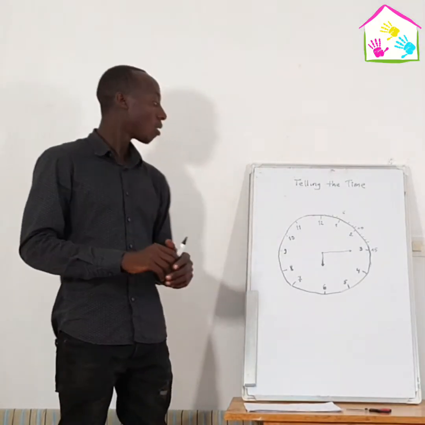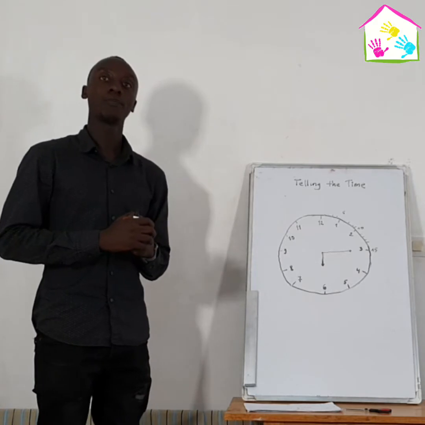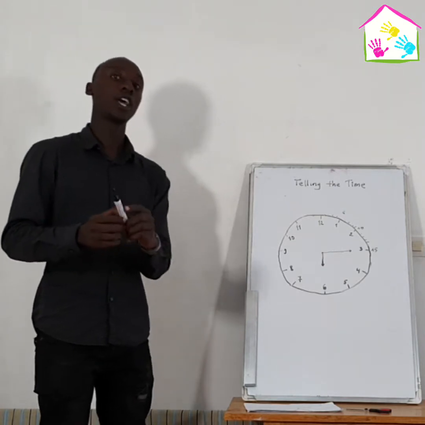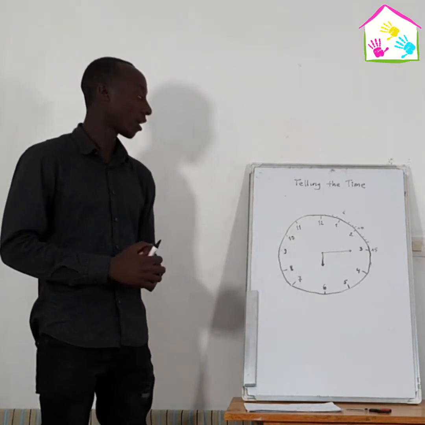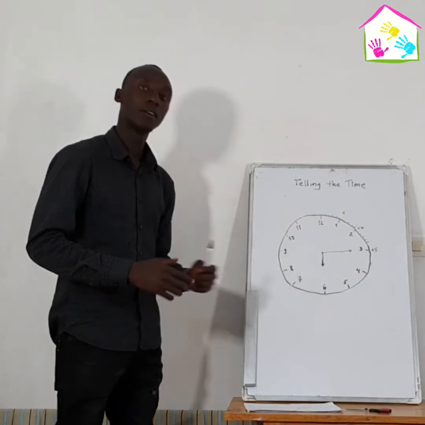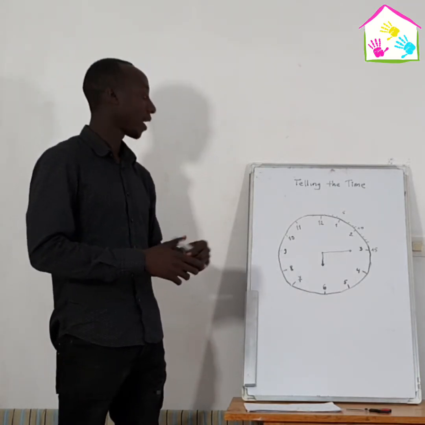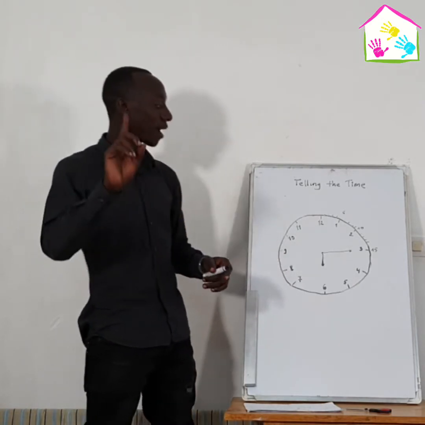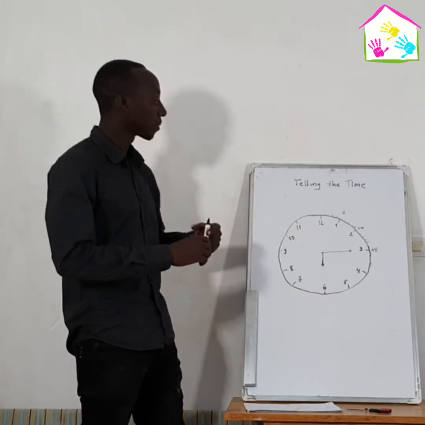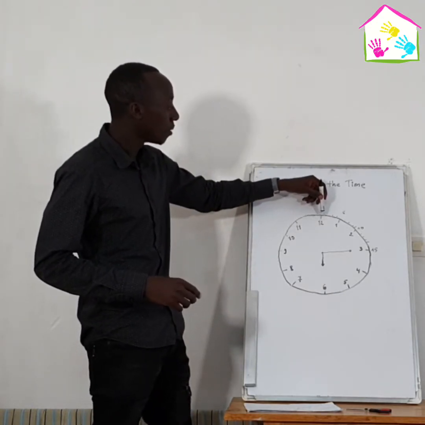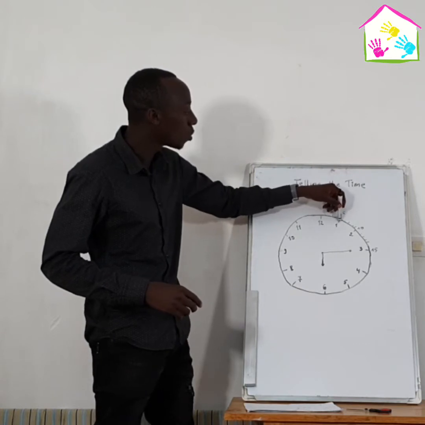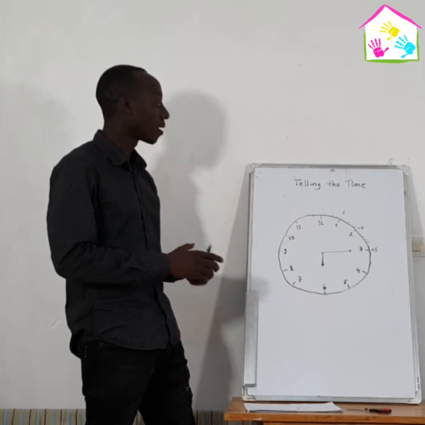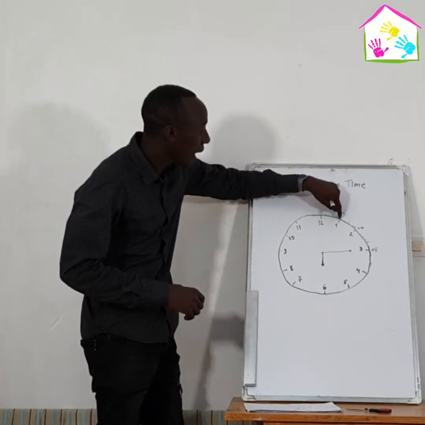So when you are checking the time, for you to discover what time it really is, you have to check these hands. The short hand for hours, and the long hand for minutes. So I would like to point out one thing. In between these two numbers, as you can see, we have 5 minutes.